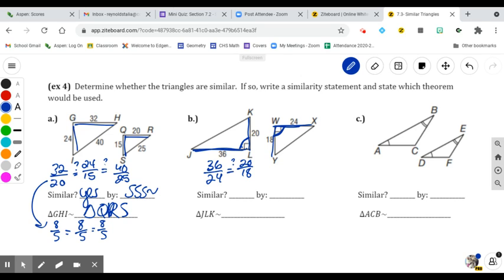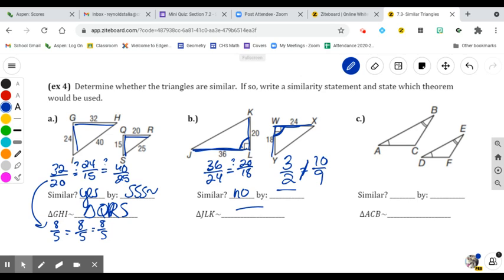36 and 24 are both divisible by 6. So that's going to be 6 over 4. Oh, they're both divisible by 12. So 12 is the highest one. So that's going to be 3 over 2. 20 over 18 are both divisible by 2. So we have 10 over 9. Those are both in simplest form. They're not equal. So these are not similar. You don't fill in the by, you don't fill in the statement.